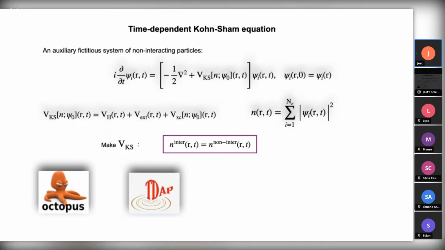But I will talk about it a little bit later. There is also the same thing: we have to design our quantum potential in such a way that the density for interacting and non-interacting systems should be the same. And there are a few software packages, Octopus, TDDFT, and we are actually using Octopus.